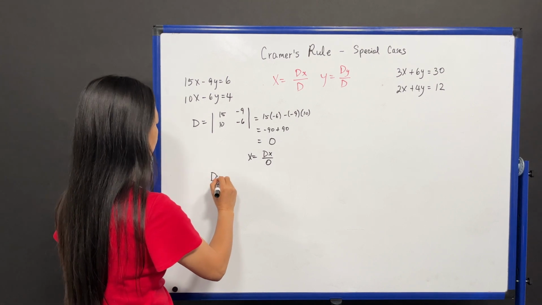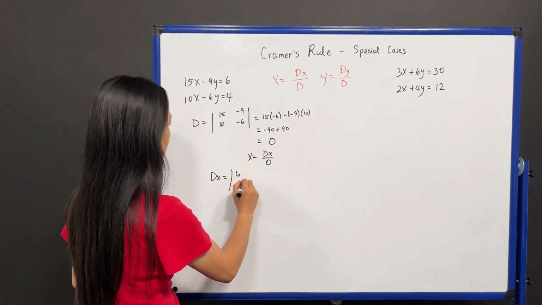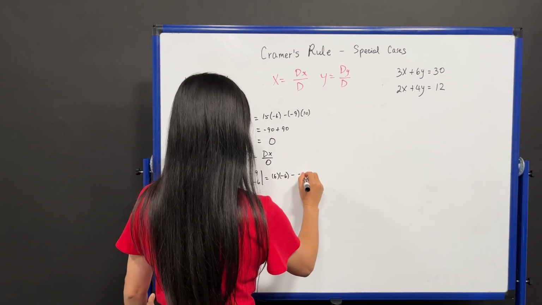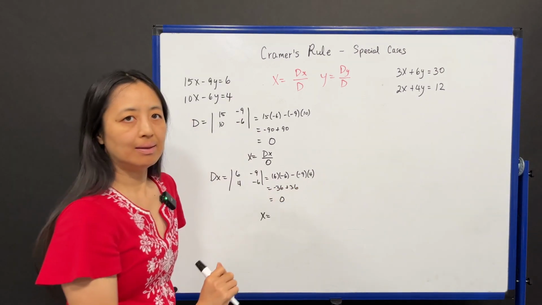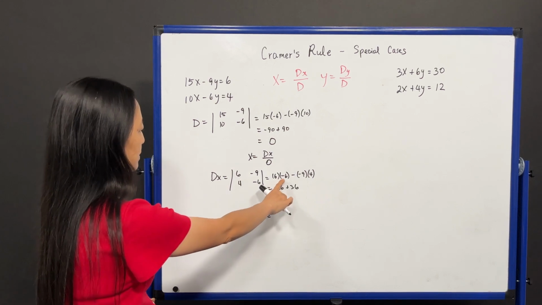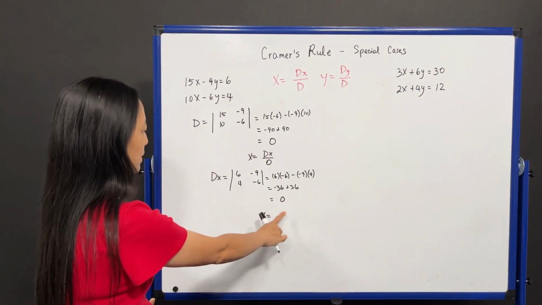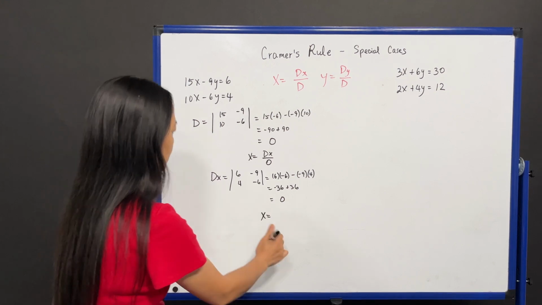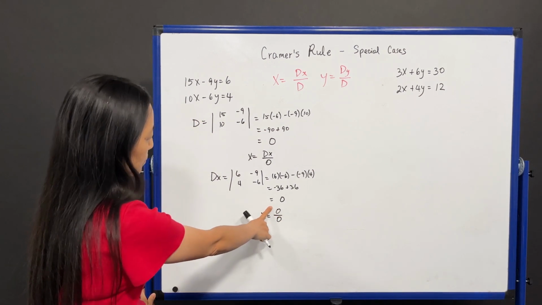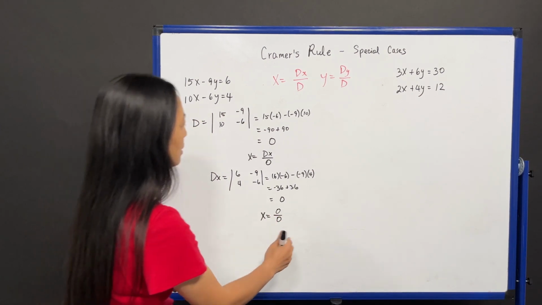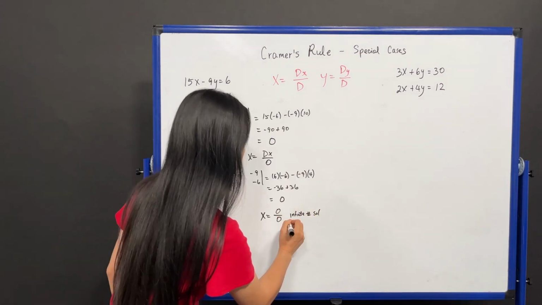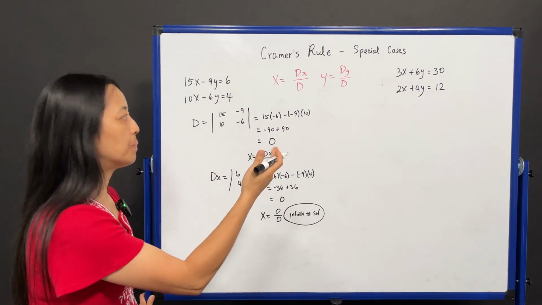So let's do that. D of x is 6, 4, -9, -6. And here we have d of x: 6 times -6 minus -9 times 4, and we get 0. For x, our d of x is going to be 0 over 0. When there is a 0 in the numerator and a 0 in the denominator, this means we have an infinite number of solutions. Let's look at the second problem.